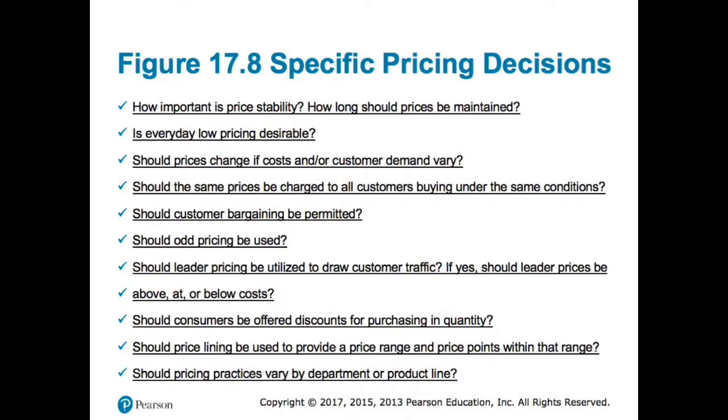Should leader pricing be utilized to draw customer traffic? If yes, should leader prices be above, at, or below costs? Should customers be offered discounts for purchasing in quantity? Should price lining be used to provide a price range and price points within that range?